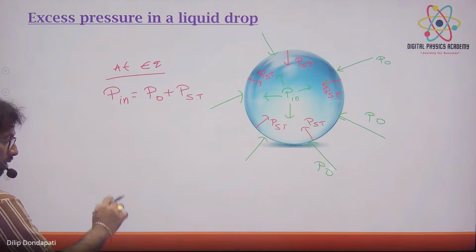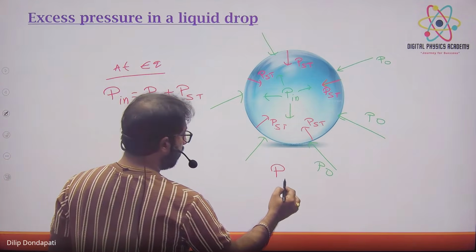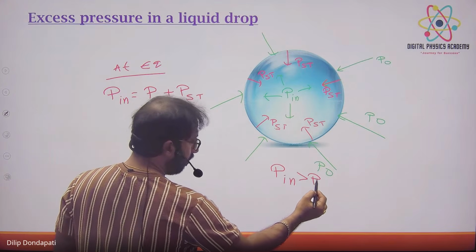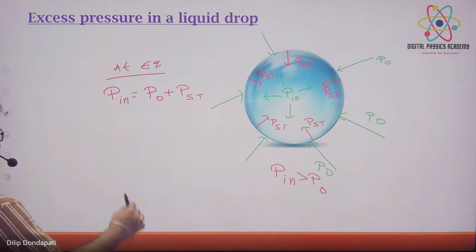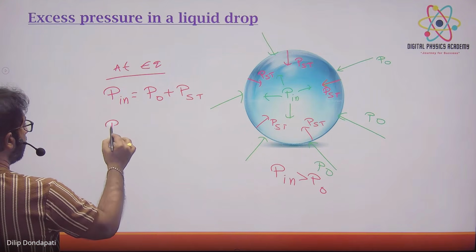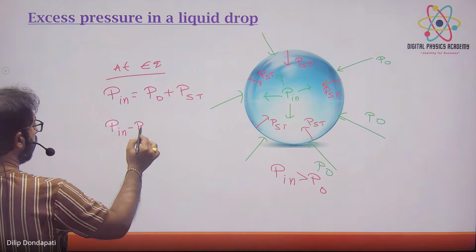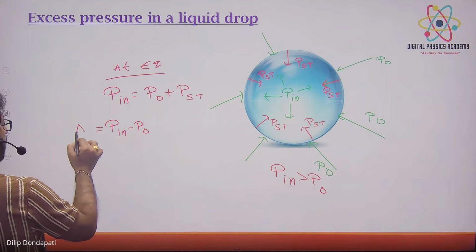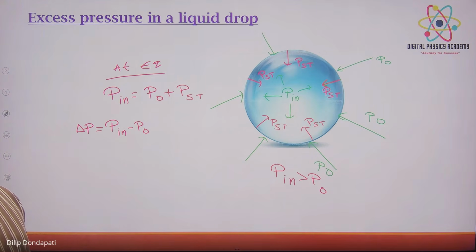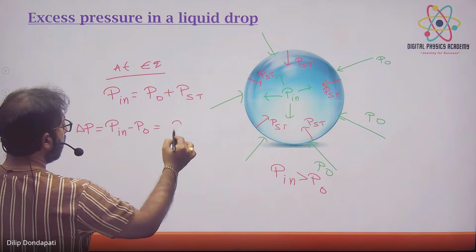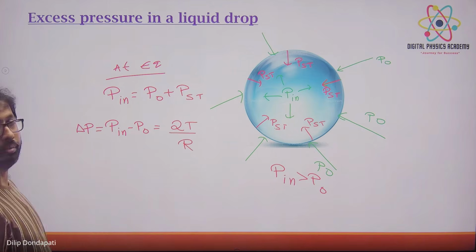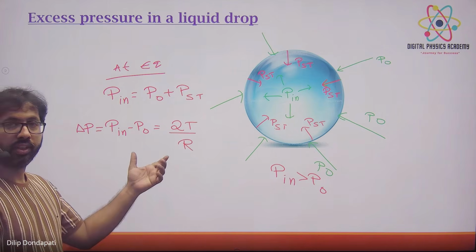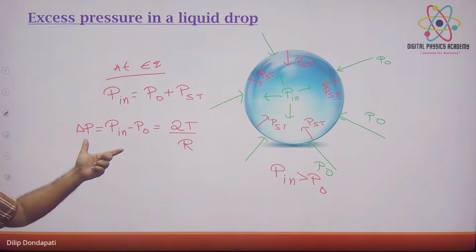And so here what is the conclusion? P inside is greater than P naught, and the change in pressure, मतलब P inside minus P naught, we call as delta P, change in pressure. This only we want to find always. Change in pressure is always 2T by R, where R is the radius of the bubble. Derivation जरूरत नहीं है. 2T by R is the formula.